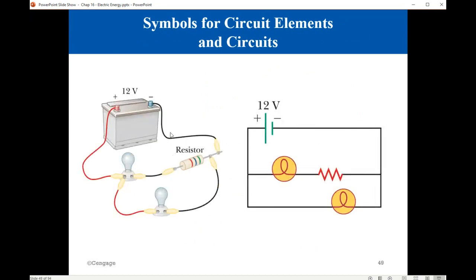So for example, rather than drawing this circuit this way, it is more convenient to deal with symbols and draw it this way. So this battery is replaced by its symbol, the light bulb is replaced by its symbol, and the resistor is also replaced by its symbol.